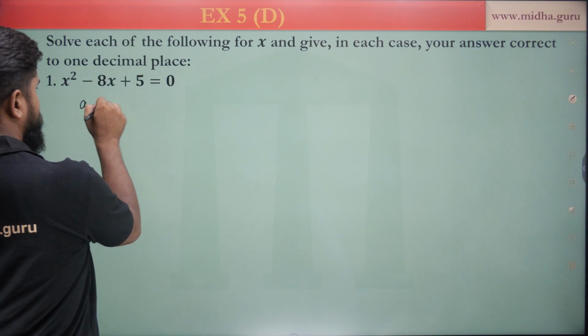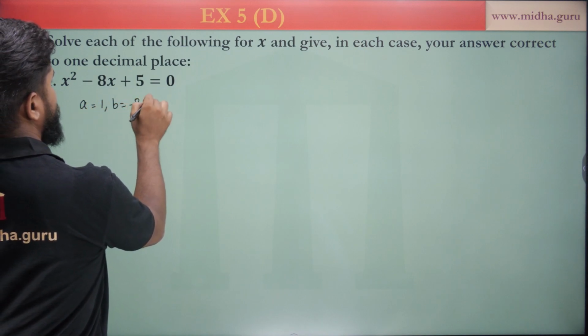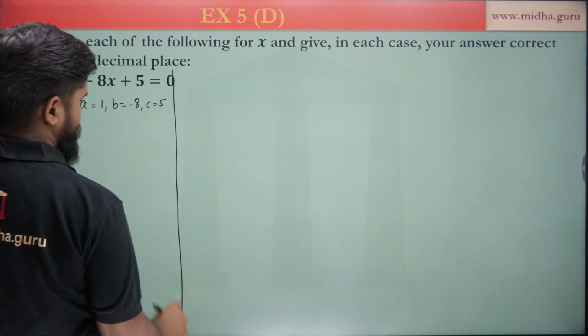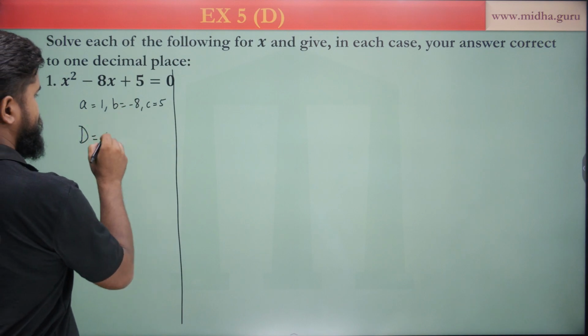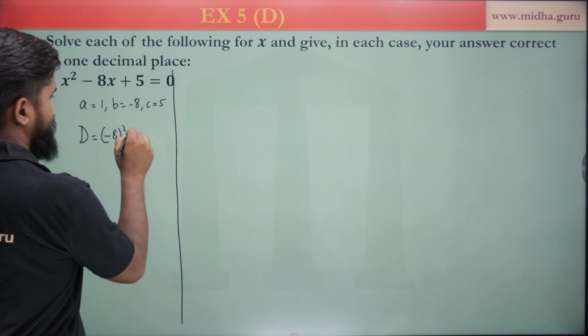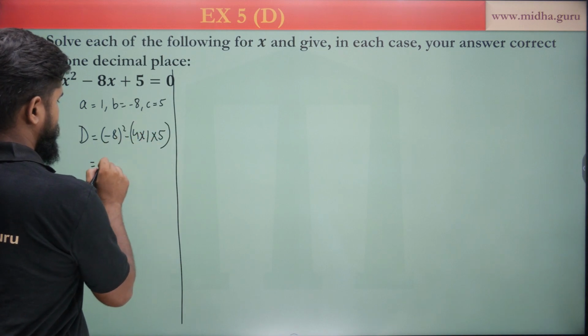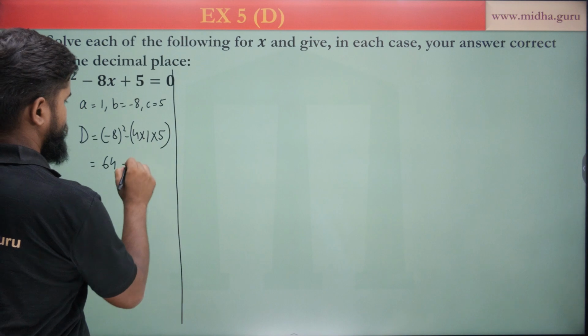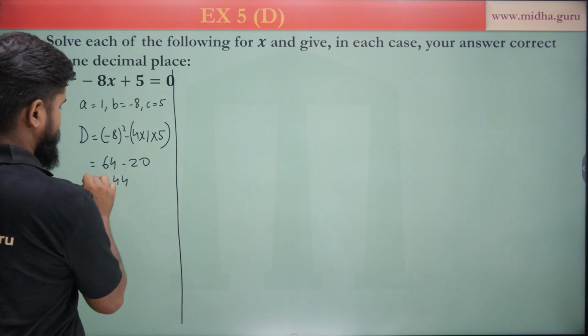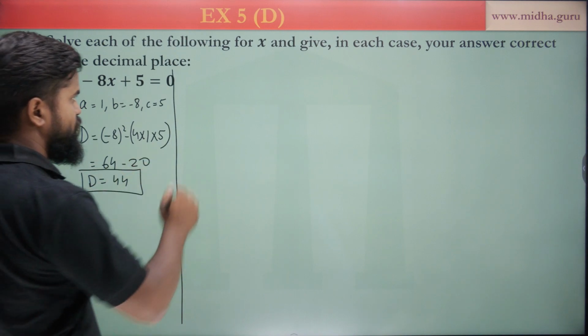So we'll just say a is equal to 1, b is equal to minus 8 and c is equal to 5. Here we can calculate the discriminant as the square of b, that is minus 8, minus 4 into a being 1 and c being 5. We have the square of 8 is 64 and 4 into 5 is 20. So we have the discriminant as 44.